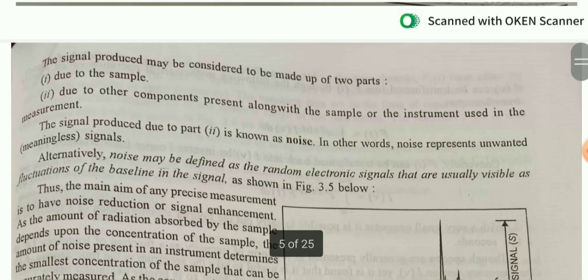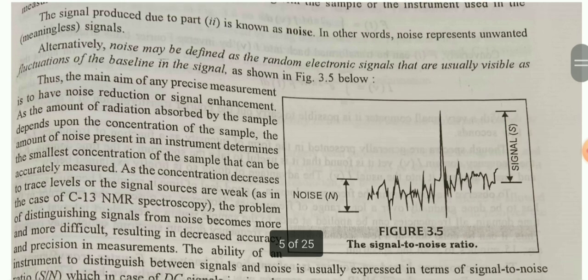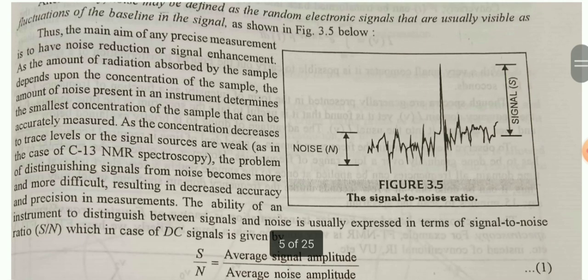The signal produced may be considered to be made up of two parts. First, due to the sample. Second, due to other components present along with the sample or the instrument used in the measurement. The signal produced due to the second part is known as noise. In other words, noise represents unwanted, meaningless signals. Alternatively, noise may be defined as the random electronic signals that are usually visible as fluctuations of the baseline in the signal, as shown in figure 3.5 below.